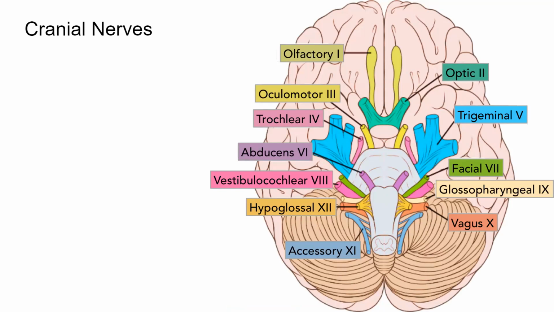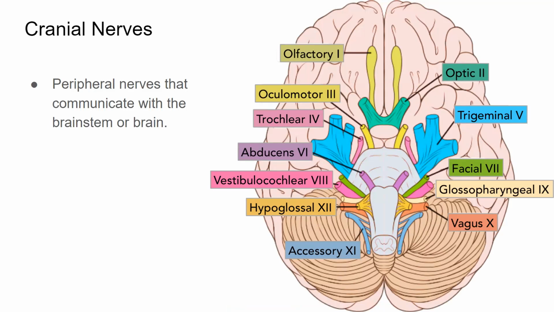So cranial nerves, what are they? They are peripheral nerves that communicate with the brainstem or the brain, okay? Not the spinal cord. There are 12 cranial nerves. They are numbered 1 through 12. They use Roman numerals, okay? So that's all the names right there.